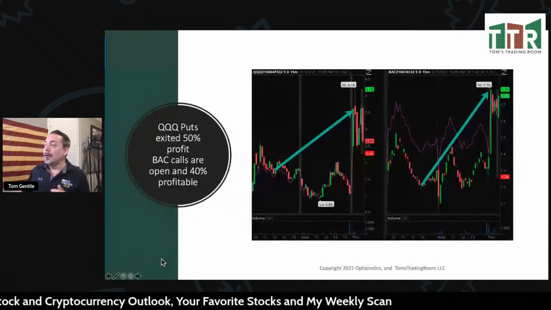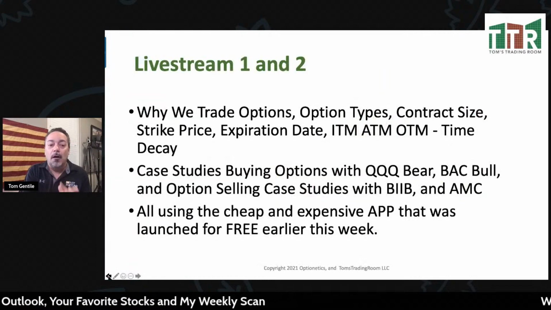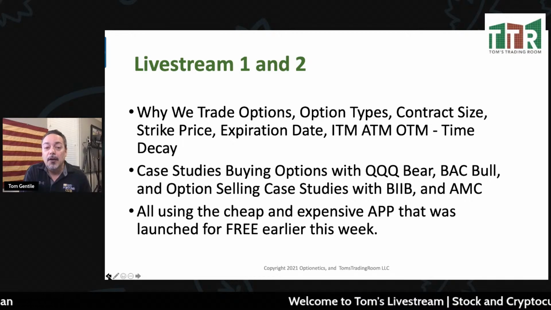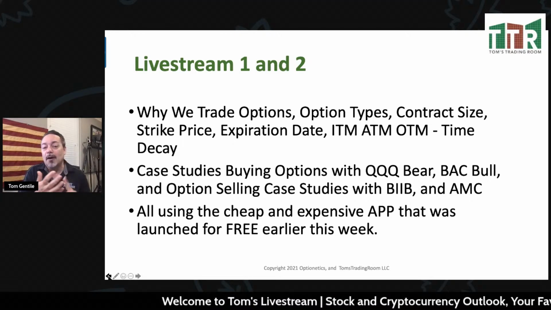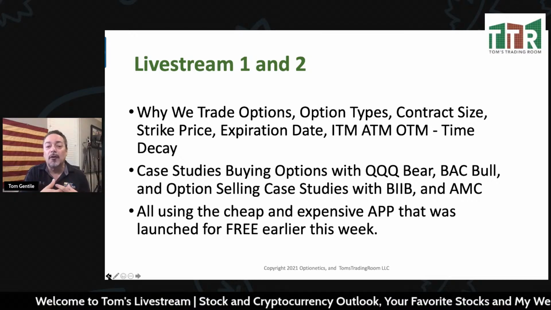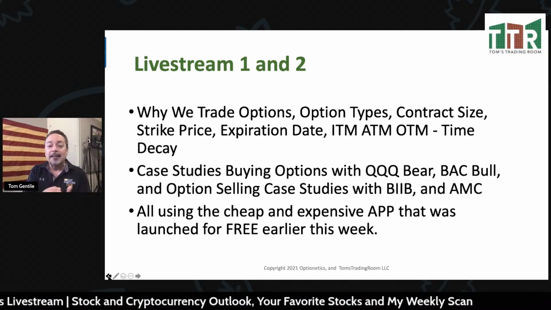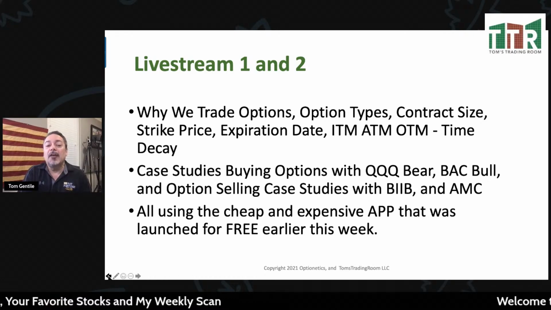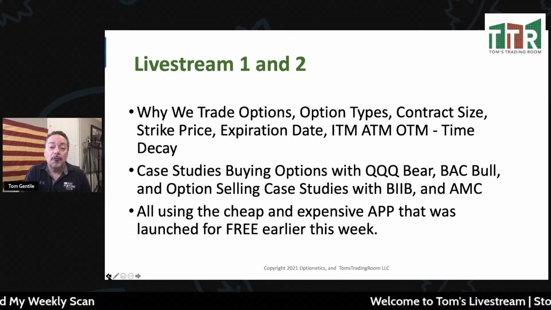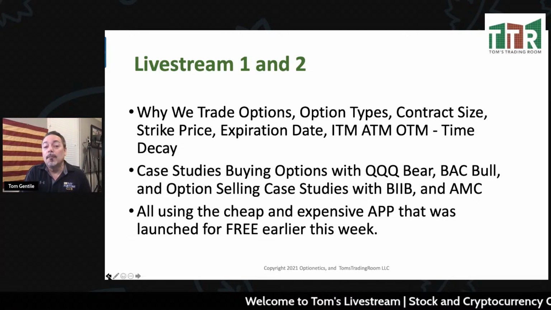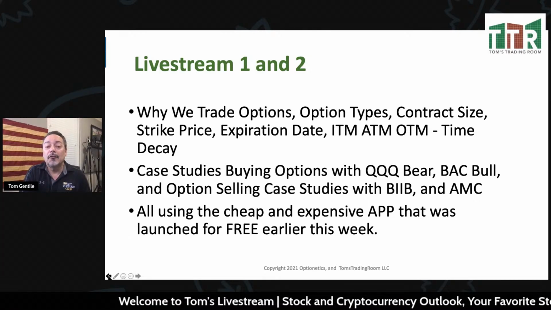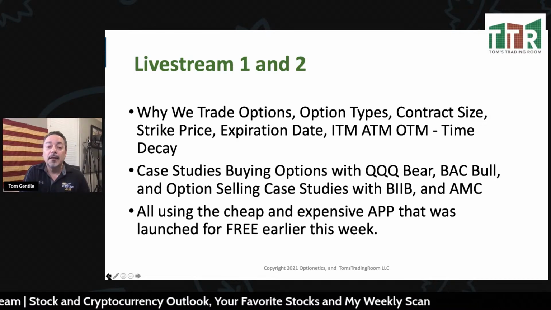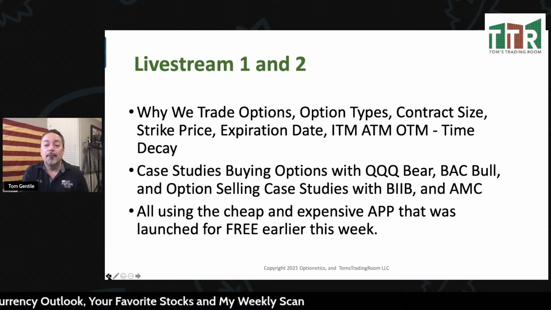So going forward, let me back up a second here. If you missed live stream 1, which was Tuesday, and live stream 2, which was yesterday, we talked about option basics, option types, contract size, strike price, expiration date, what it means to be in the money, at the money, out of the money, time decay. We also discussed volatility. We did some case studies on Tuesday with QQQ. That was a bearish trade, and BAC was a bullish trade. And I also did some option selling case studies yesterday with Biogen, and I tried to do something with AMC, and of course that didn't work. I'll talk about AMC in just a moment.